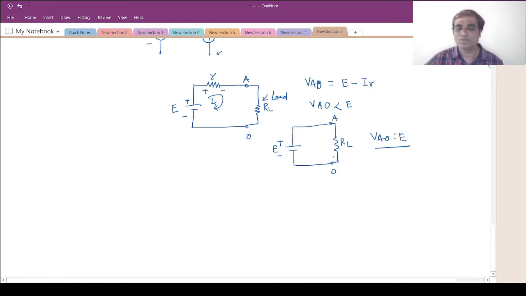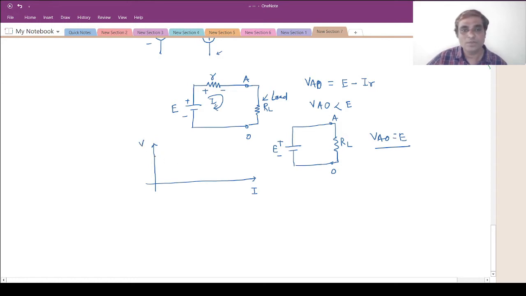No matter what the value of I is, the voltage will remain constant for any value of I. But in a practical voltage source, what will happen? The condition will not be the same. It will not be constant. Let me draw the VI characteristic for this. Suppose this is I, and say this is my VI characteristic.